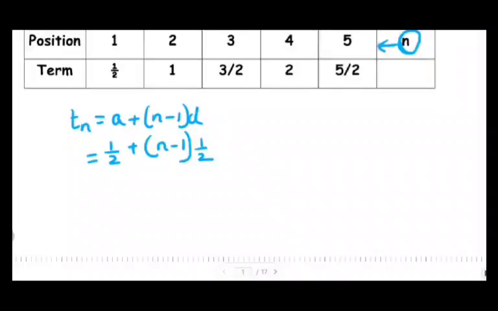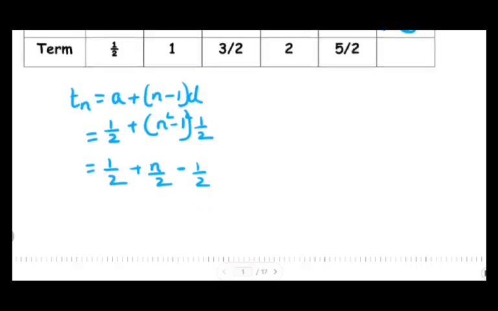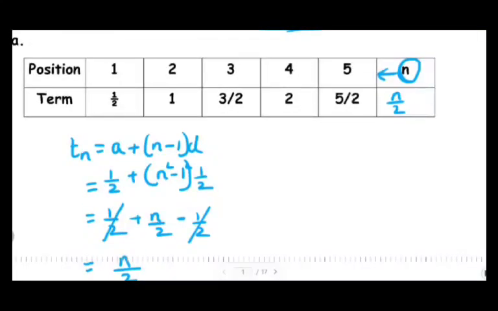So now this will give me the general rule. So half, I will multiply this half with n, so it will become plus n upon 2. And then I multiply this, it will become minus 1 upon 2. Easy. So plus half and minus half cancel. So my general rule is n upon 2. So it's n upon 2 right here.